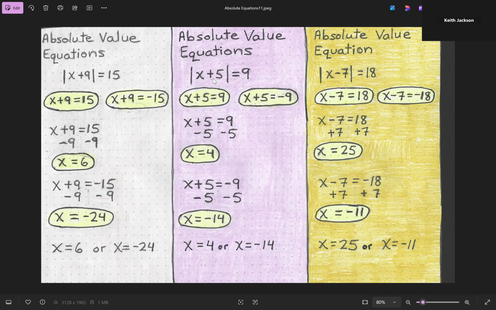All right, let's move on to the second big example in which we have the absolute value of x plus 5 is equal to 9, considering the two possible outcomes of x plus 5 is equal to 9, while x plus 5 is equal to a negative 9.